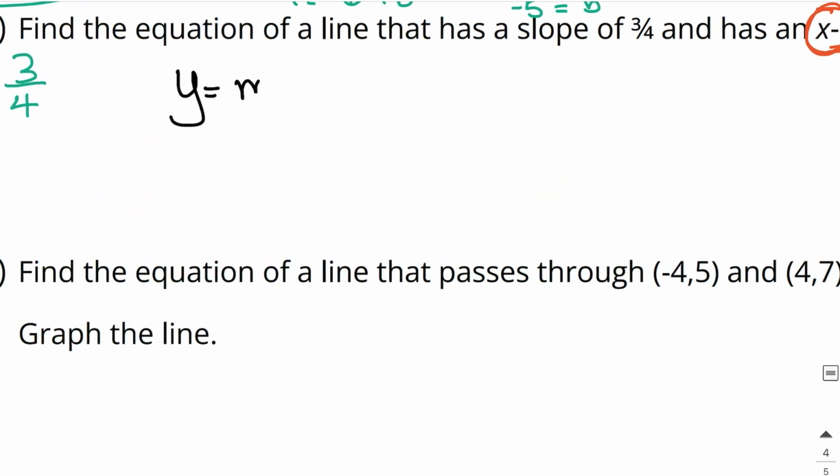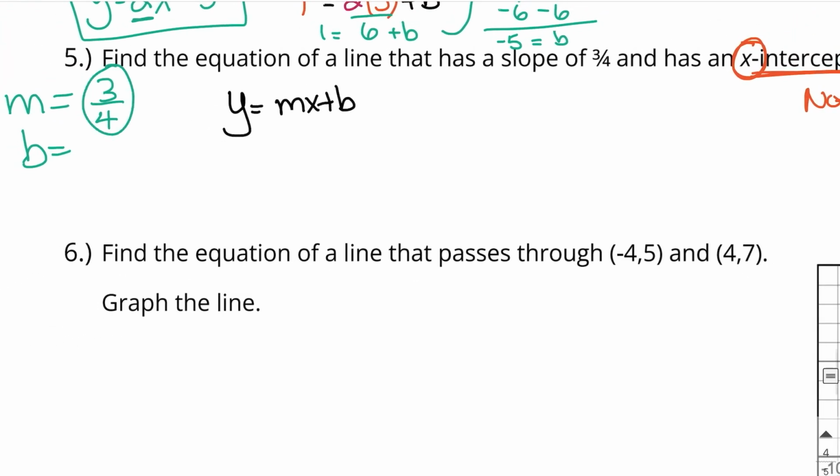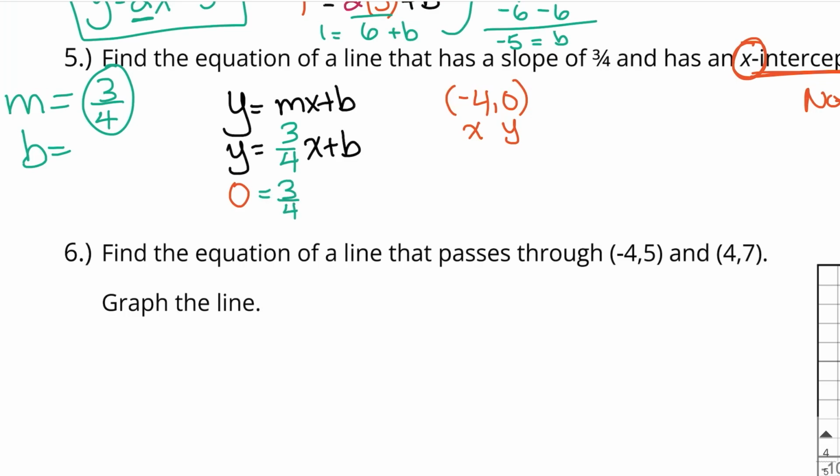So y equals mx plus b. We can take the m that we know right here is 3/4 and plug it in for m right here. So y equals 3/4x plus b. But we also have the point -4, 0. This is the x and this is the y. So I can replace the y with a 0. And then here I can say equals 3/4. And then instead of x, I can replace this x with the -4 right here. So again, the 0 goes in for the y, the -4 goes in for the x, and then I can just say plus b at the end, right here.